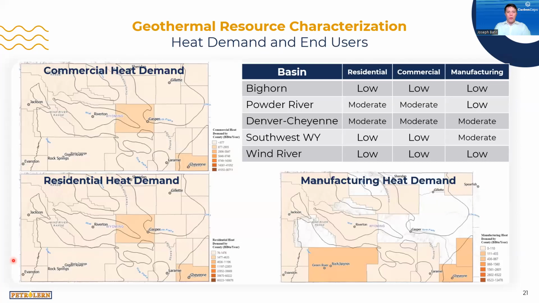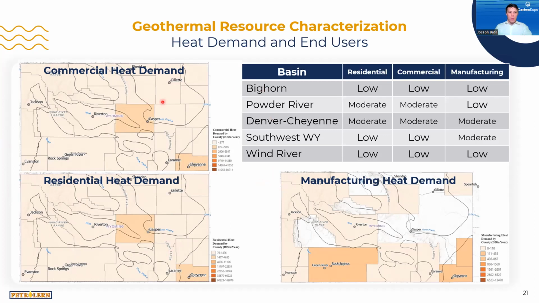So this was work that was first compiled by the National Renewable Energy Lab. This is from 2016, so it's a little outdated, but in general, everything is similar. This is the heat demand and the end users looking at the whole state of Wyoming. In these, the lighter beige colors are lower heat demand. The higher, darker, almost into the oranges and reds, are higher heat demand. Looking at commercial, residential, and manufacturing.